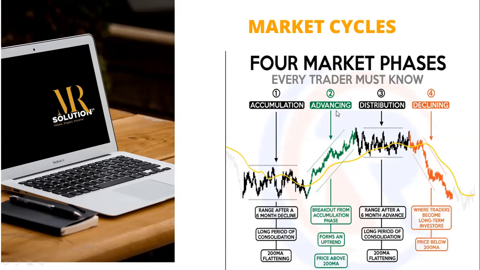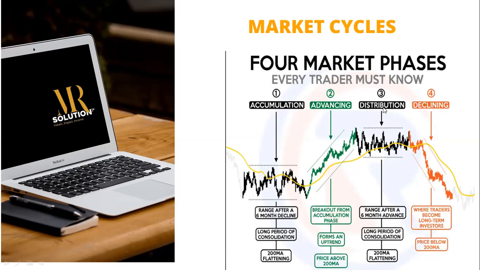Okay, then the advancing stage is characterized by breakouts from the accumulation phase. This is the accumulation phase that's broken out from that, and then it forms an uptrend. Price keeps on going up. This is an uptrend. Price keeps on going up, and then price goes above the 200 moving average. Okay, these are the characteristics of the advancing stage.